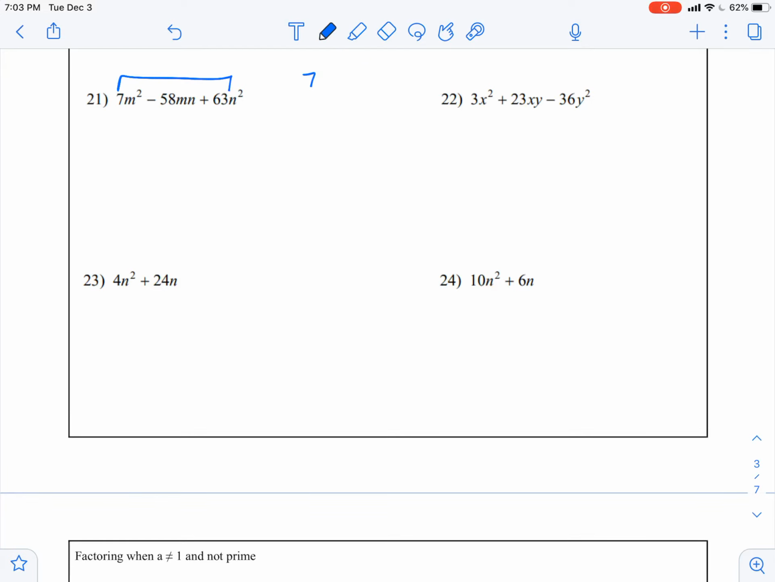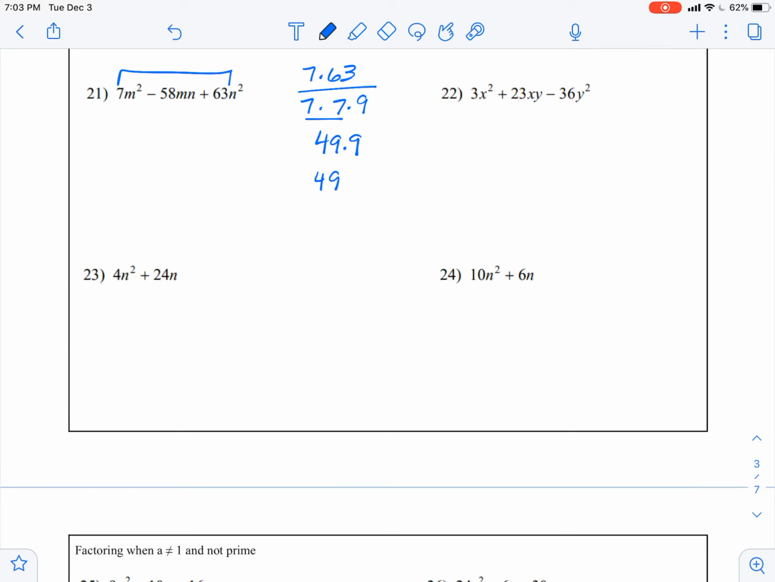So I've got 7 times 63. Really what I'm doing is kind of a prime factorization. So instead of saying 7 times 63, I could say 49 times 9. And in this case, that's my only somewhat option. I could then say, well, 49, that could be 3 times 3, and that would be 147 times 3.